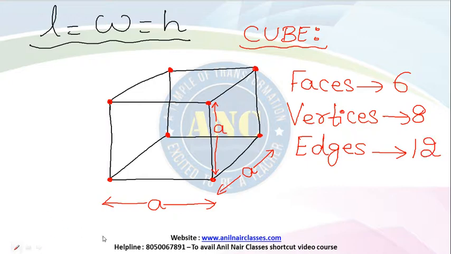Let me show it to you, at least a few of them. Now this is one edge. This is one edge. This is one edge. This is another edge. This will be the fourth edge. This will be the fifth one. This is the sixth one, this is the seventh one. Like that, if I count it, totally there will be 12 edges in a cube or a cuboid.